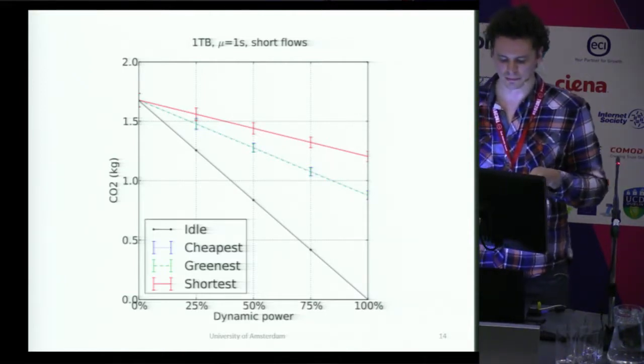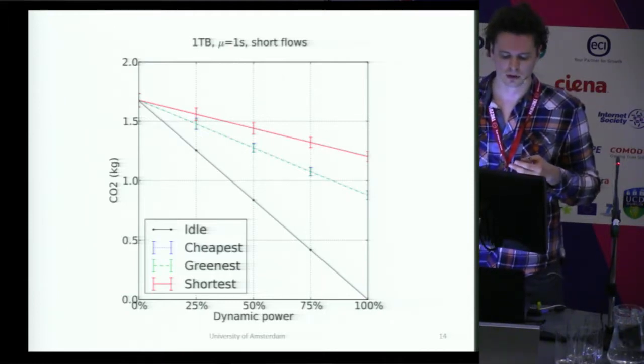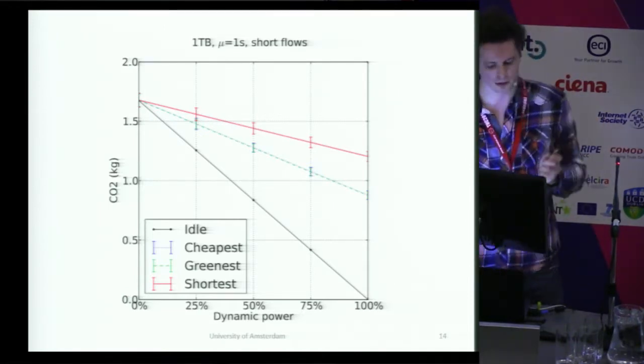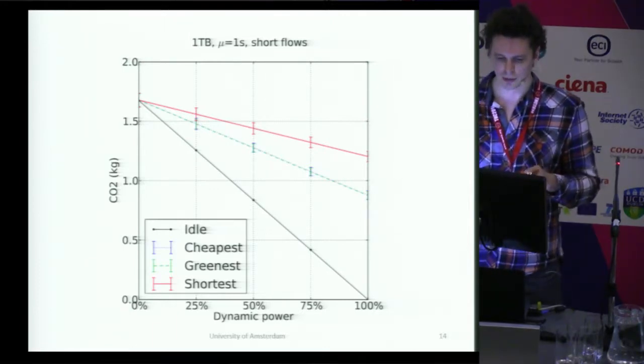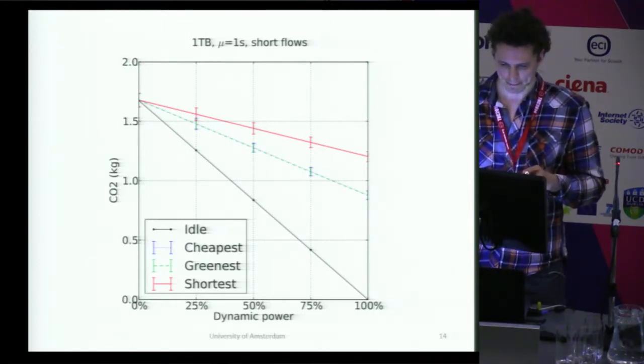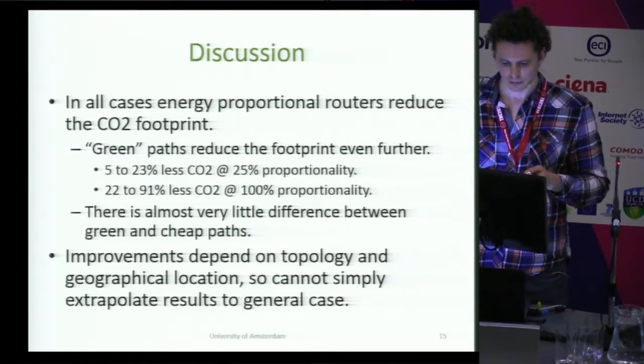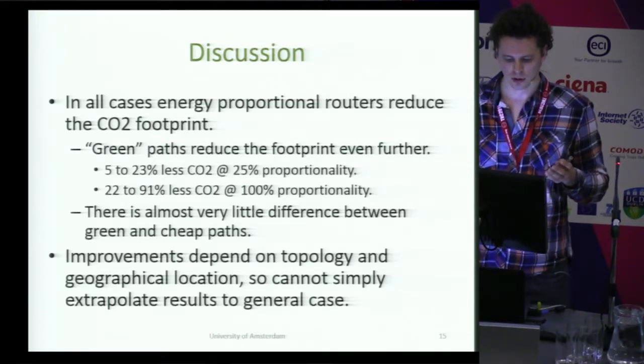And from the results, it turns out that the difference between the greenest and cheapest path is very little. So here they actually overlap. And that is the same in most cases. Yeah, so that's what I just explained.